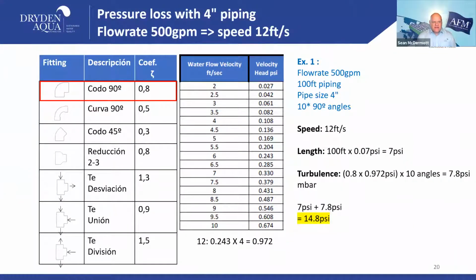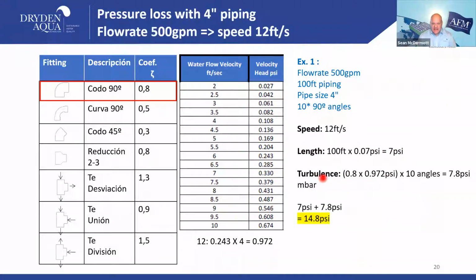Sure. If we look at larger piping, it's the same. If we're looking at larger pools with large piping, like a 4-inch pipe, for example, and a flow rate of 500 gallons per minute, it gives us a velocity of 12 feet per second, way too high. Working through the similar calculations, 100 feet of 4-inch piping, 10 90-degree angles, with a speed of 12 feet per second, we're going to have a 7 psi loss in just 100 feet of pipe.